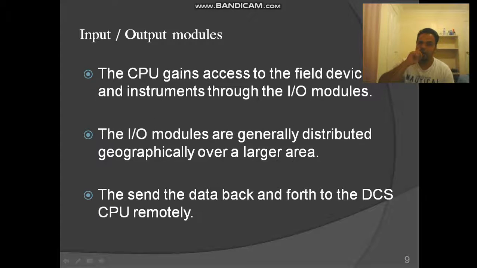About the input and output modules, the CPU gains access to the field devices and instrumentation through them. As we know, the DCS is like a CPU, generally distributed over a large area of the industry. It's spread across large areas to send and receive data communication, and it can send the data remotely as well. So it's a really effective system.